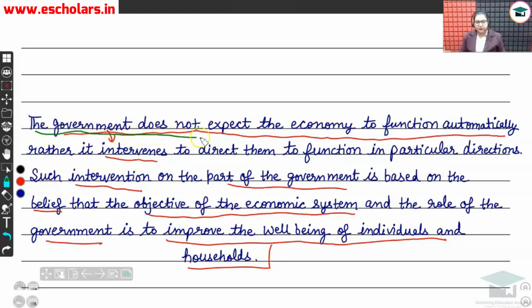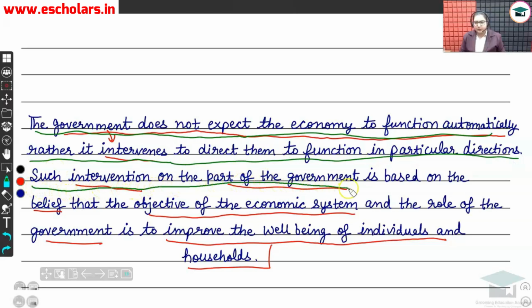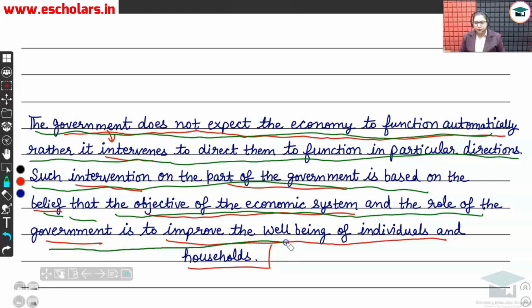The government does not expect the economy to function automatically. Rather, it intervenes, that is it interferes to direct them to function in particular directions. Such intervention on the part of the government is based on the belief that the objective of the economic system and the role of the government is to improve the well-being of individuals and households.